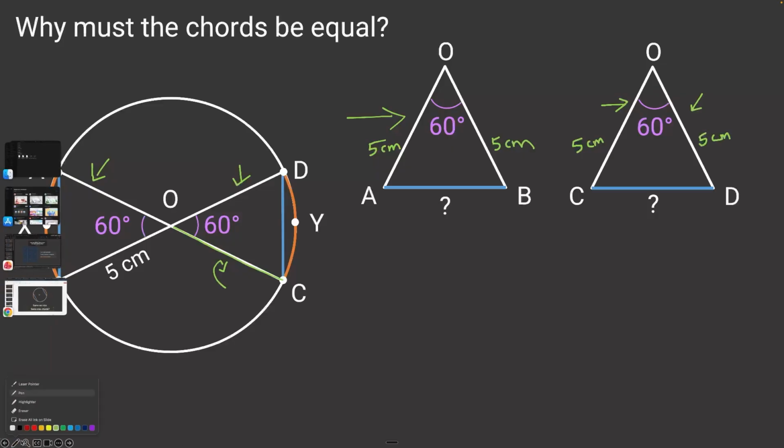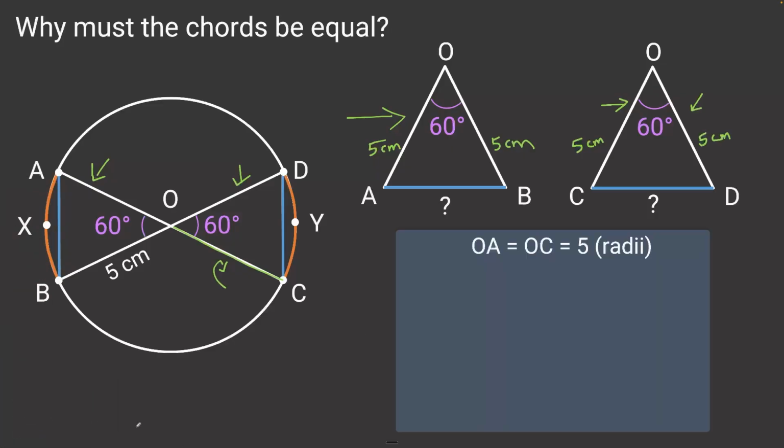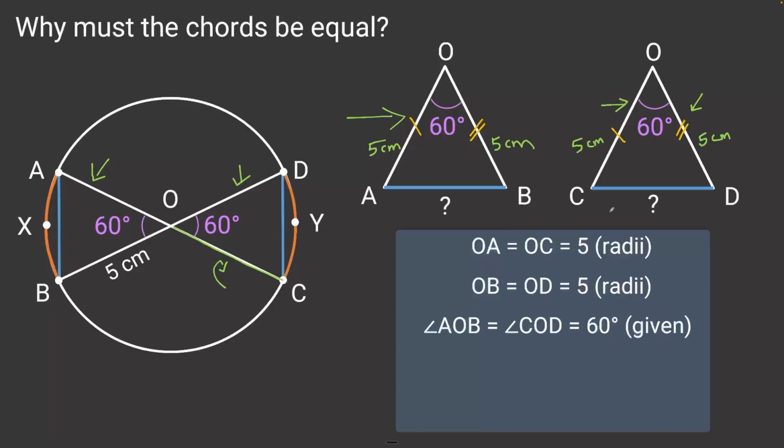So what can we observe from this? We can see that OA equals OC, which is 5, right? Similarly, OB is equal to OD, and that's also 5. So we can actually say that it's the same lines basically. They're all equal, but just for the sake of differentiation, I'm putting it as a different line. We also know that angle AOB is equal to angle COD, right? It's 60 degrees. We know that central angles are equal because we assume that the arcs are the same.